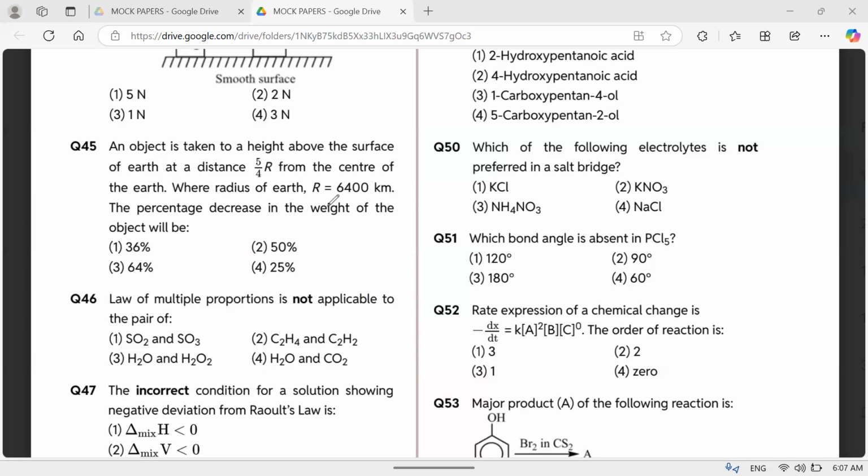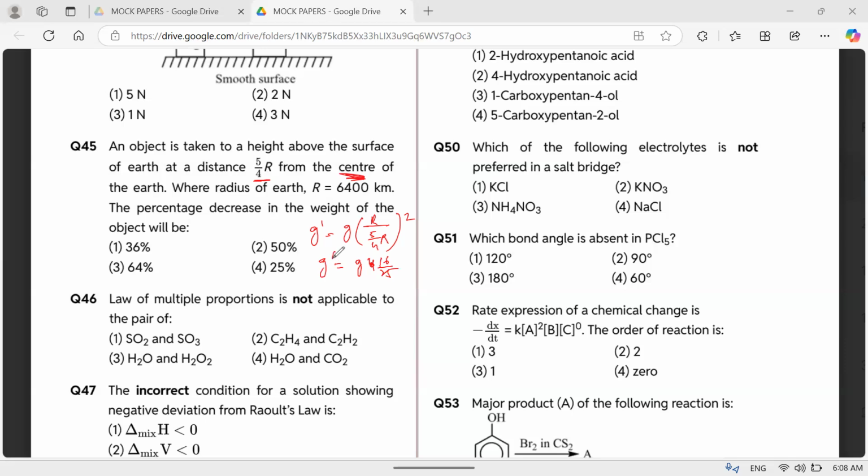Okay, so G at a certain height will be equal to G into R divided by R plus H, which is 5 by 4 R, whole square. Because the object is taken to a height above the surface of Earth, the distance of 5 by 4 R from the center is already given. R plus H value is given as 5 by 4. That means this value will be equal to G into 4 by 5 whole square, which is 16 by 25.